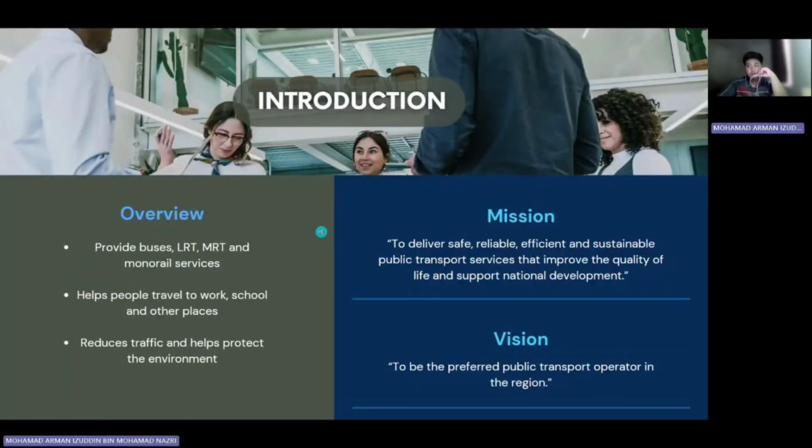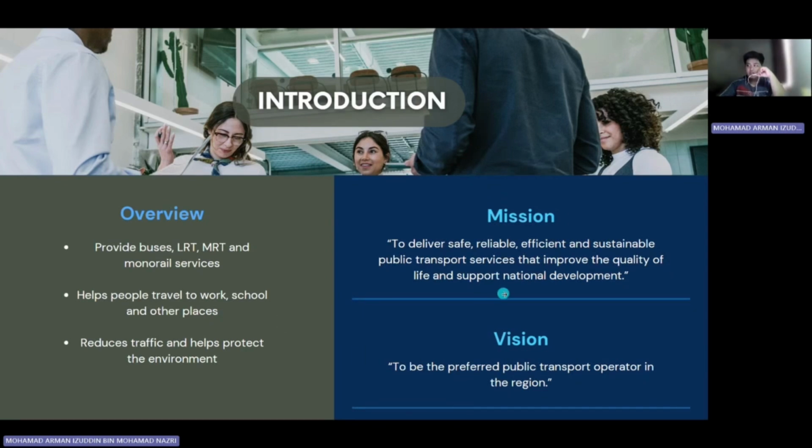For the business overview, RapidKL provides buses, LRT, MRT, and also monorail services for the people. It helps people to travel to work, school, and also other places. And it also reduces the traffic and helps protect the environment.